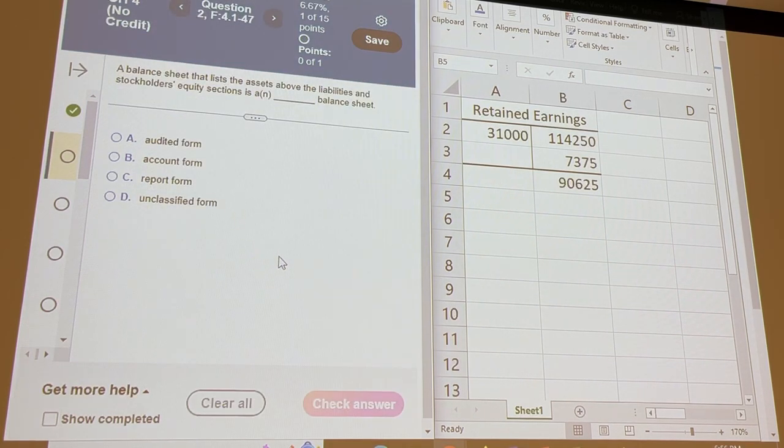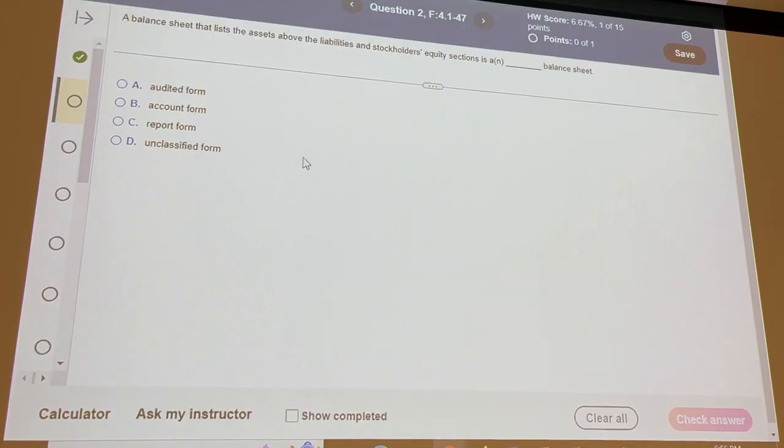Okay, then I have some multiple choice problems here you can help me to answer. Balance sheet that lists the assets above the liabilities in stockholders' equity sections is a what balance sheet? Remember the term for that? Was it the audited? Nope. Account form? Not account form. Report. Yeah, it was the report form.